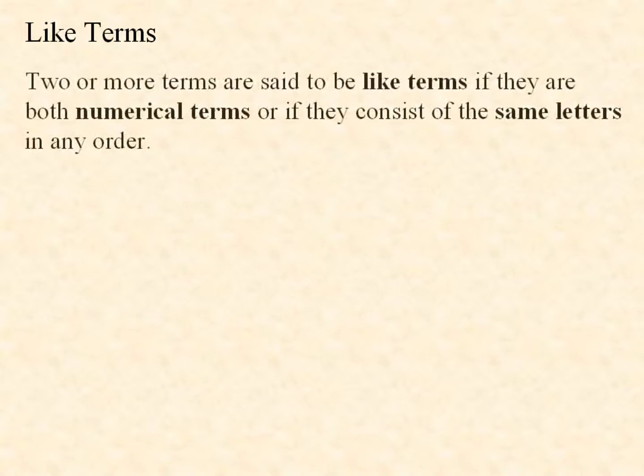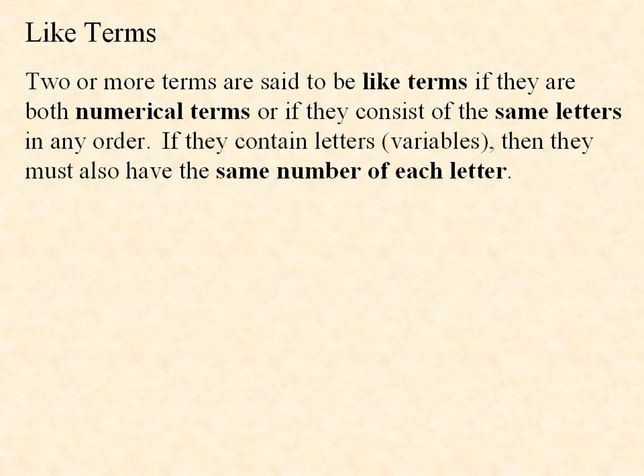First, consider like terms. Two or more terms are said to be like terms if they are both numerical terms or if they consist of the same letters in any order. If they contain letters, which represent variables, then they must also have the same number of each letter.